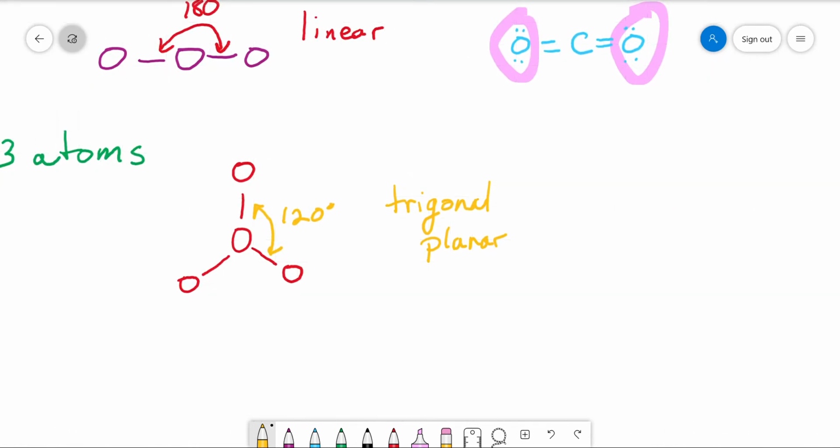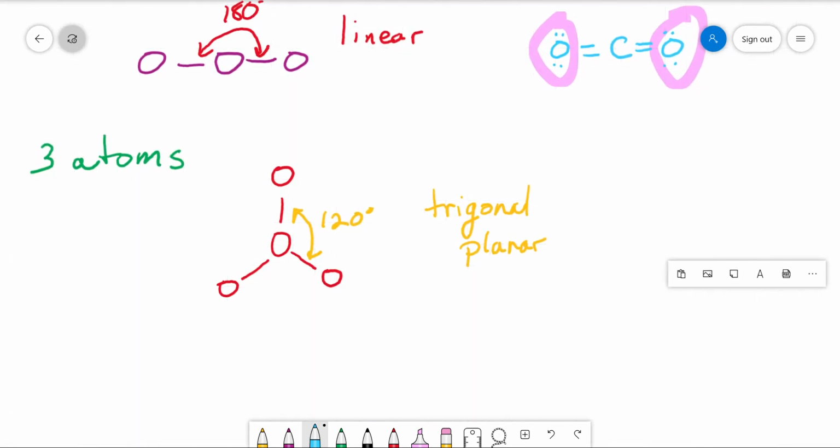And again, if we do a Lewis structure for what that might look like, that would be BF3. That would be a good example of that. But that's not the only example. NO3 would have the same shape. But BF3 has three atoms on the central atom. And we don't worry about what's on the fluorine. Okay, and that's trigonal planar.